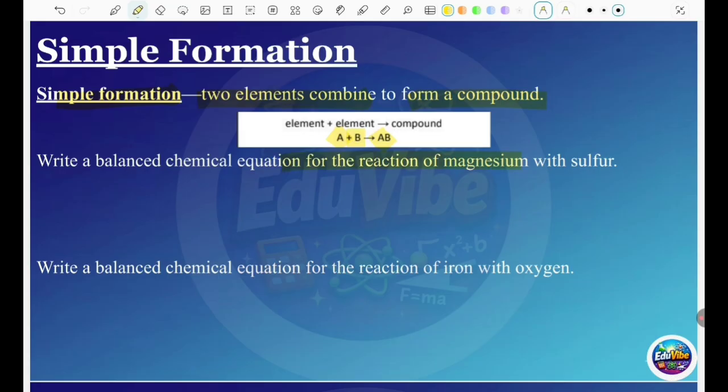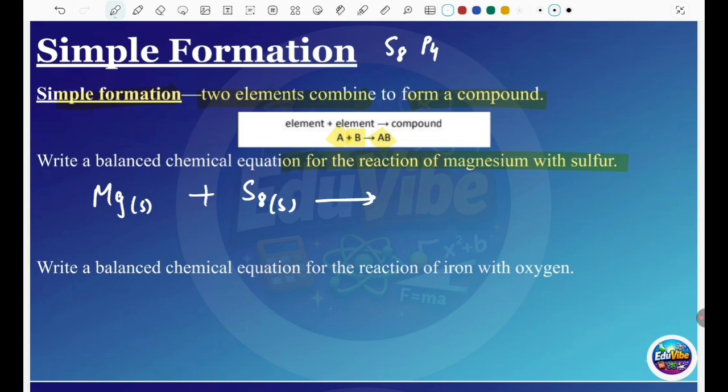For example, magnesium reacting with sulfur. Magnesium is Mg, which is a solid element, plus sulfur, and you know that sulfur is S8. How do you know that? Some elements in the periodic table exist as molecules, like Br2 and Cl2, and like S8 which is sulfur, and phosphorus which is P4. These are two you have to know: phosphorus is written as P4, and sulfur is S8. Sulfur S8 is a solid, and P4 is also a solid.